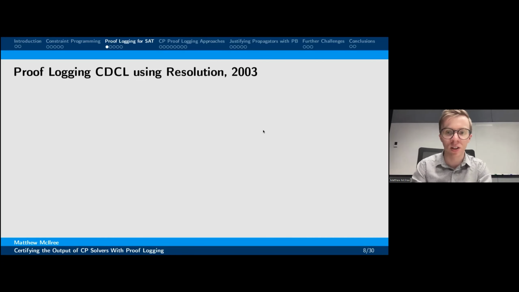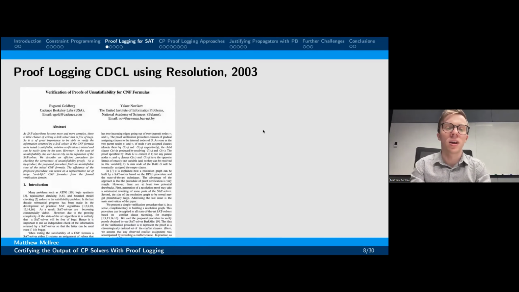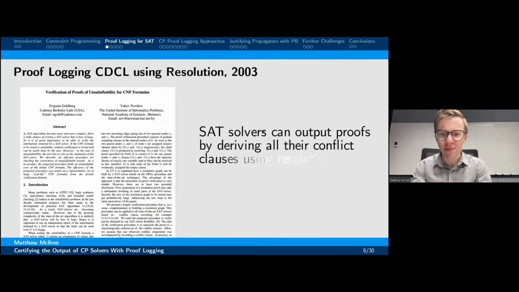Proof logging has quite a long history in SAT solving. I think some of the earliest work in what you could call proof logging goes back to 2003, where it was shown that SAT solvers effectively can produce resolution proofs, certifying their results. SAT solvers obviously deal with clauses, so it's very natural that the proof system would deal with deriving clauses from a clausal description of the problem. And effectively, you can get SAT solvers to derive all their conflict clauses using resolution, and this will allow them to output a proof, albeit it's not so easy to implement because for resolution, you need to know exactly what clauses you're resolving in order to write that down.